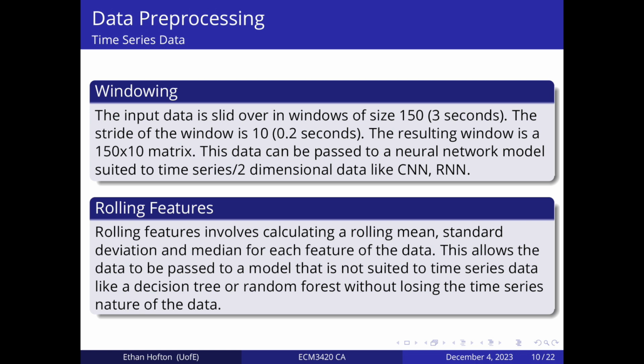Windowing slides a window of a fixed size over the data and uses the data in the window to make the prediction. The data is a 10 by window size matrix, meaning that the data is 2D and must be used by a model that can interpret 2D data. The other method is rolling features. Using this method, for each feature, a rolling mean, standard deviation, and median feature is calculated. This means that the data can be used by a model that can interpret 1D data.